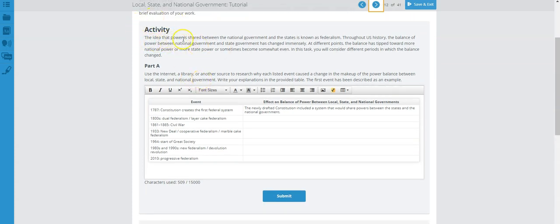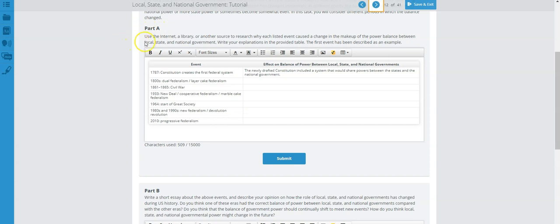The idea that power is shared between the national government and the state is known as federalism. Throughout U.S. history, the balance of power between the national government and the state government has changed immensely. At different points, the balance has tipped towards more national power or more state powers, or sometimes become somewhat even. In this task, you will consider different periods in which the balance has changed.